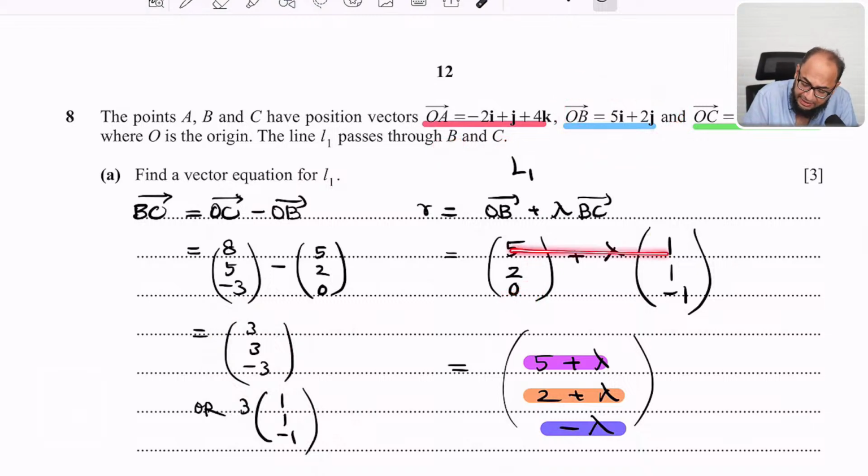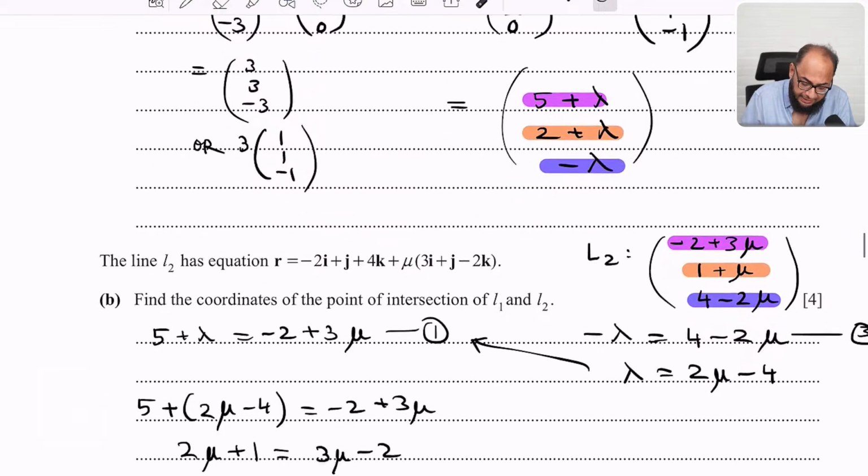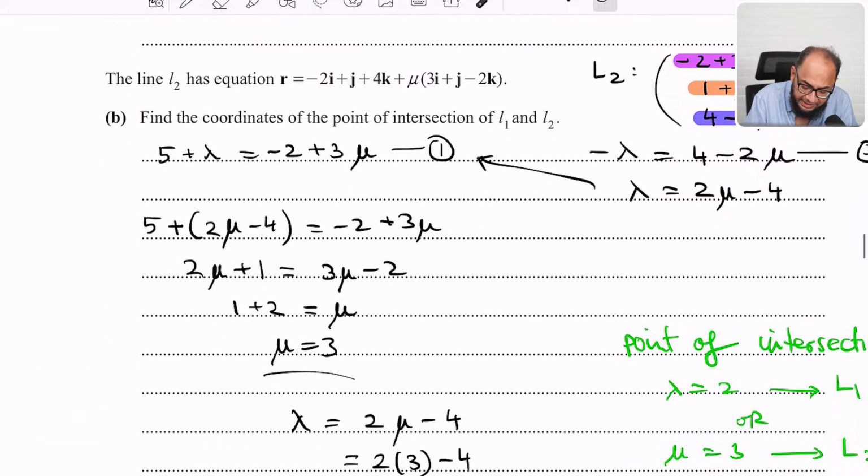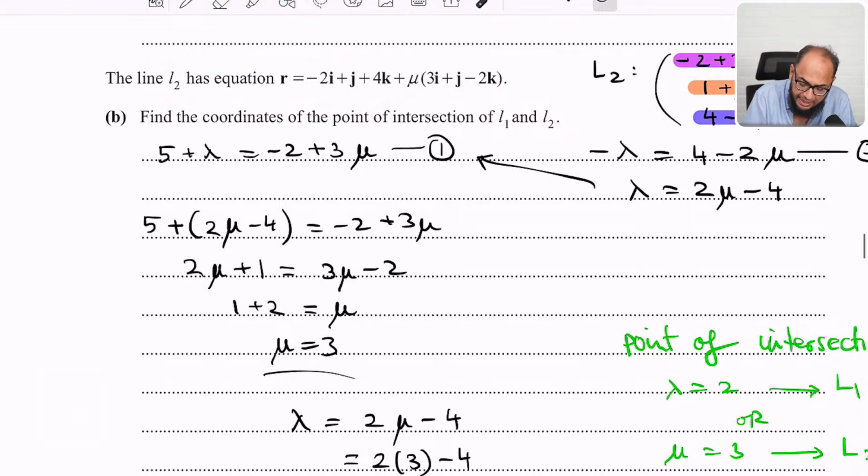And what I've done is that I've also expanded and written it right over here because I'll be using it for the next part. That is, the line L2 has this equation, and mu line L2 has this equation. This is the fixed point. This is another parameter. Instead of lambda, they have used mu. Sometimes they use S and T. I prefer the old school variables, that is lambda and mu.